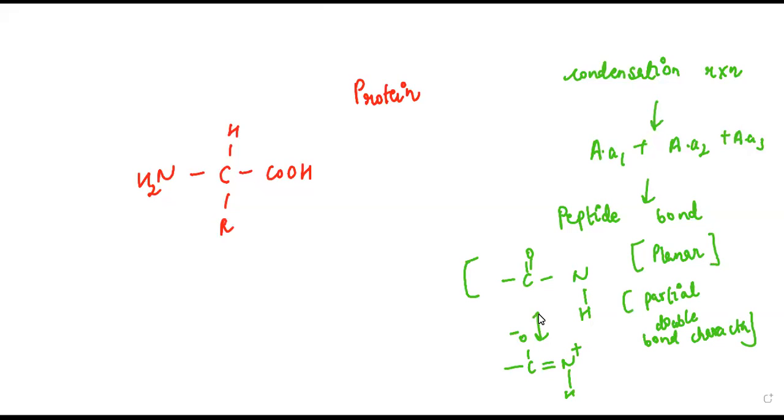Is it fine? These are the two resonating structures which results into the partial double bond character between the carbon and nitrogen bond. Is it fine? And when amino acids are joined together in this form, in the left side lies the N terminal, means this amino group. Okay, Gunjan.